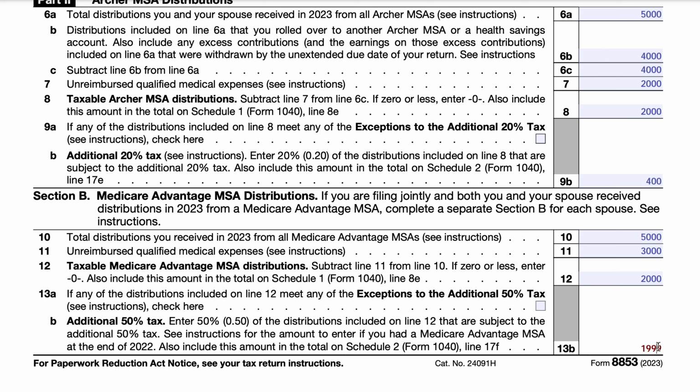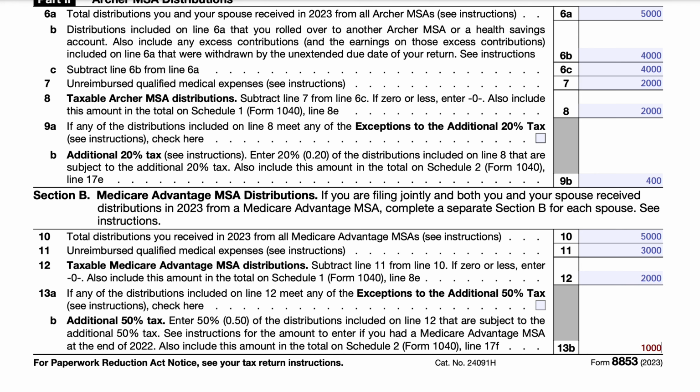But you would basically calculate the additional 50% tax by calculating 50% of this line 12 number, and you get $1,000. You would put that also on Schedule 2, line 17F, which is a different line from the line 17E for the additional tax on Archer MSA distributions.